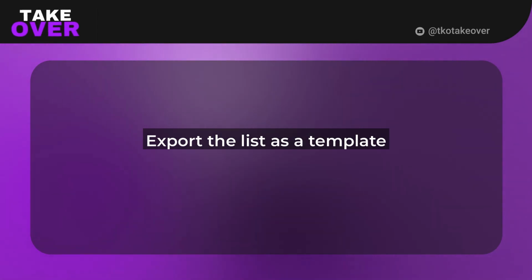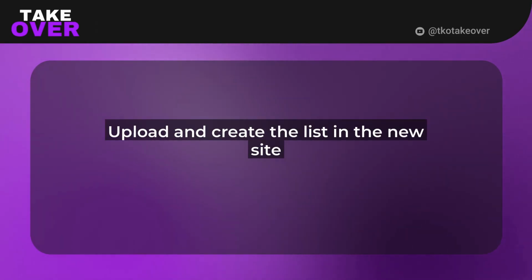Step 3. Now, navigate to the new site where you want to move the list. Again, go to Site Contents and select Add an App or New. Upload the template file you downloaded earlier.